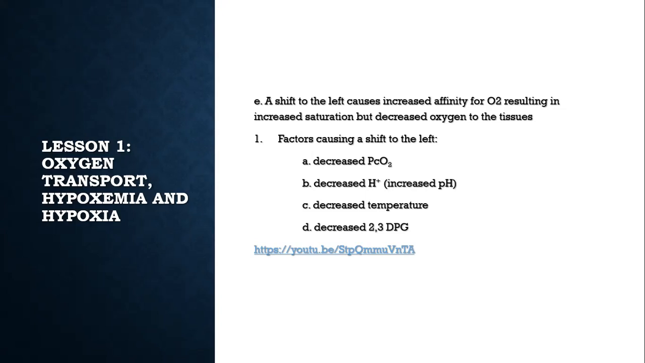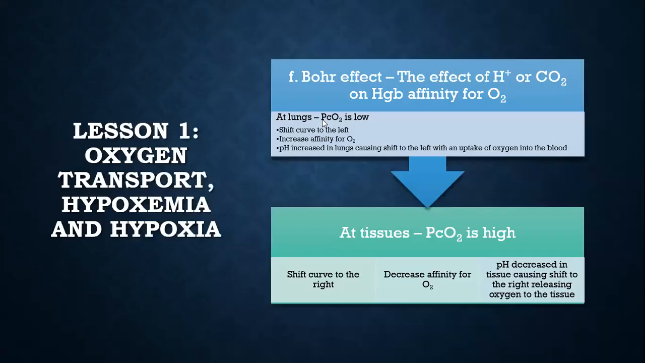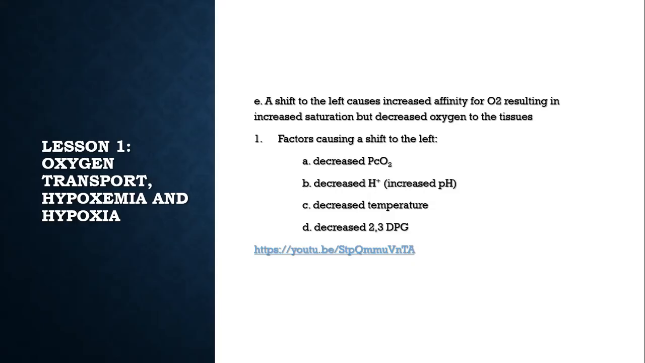Okay? So a shift of that curve to the left causes an increased love for oxygen, resulting in an increased saturation for the hemoglobin, but decrease to the tissues because you won't give it to the tissues. The hemoglobin won't release it because it loves it, all right? Takes a little minute for you to just read about it and keep saying it to yourself. You'll get it, okay? You'll get it, all right?